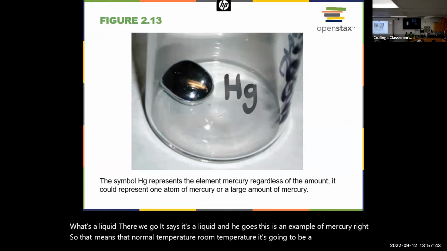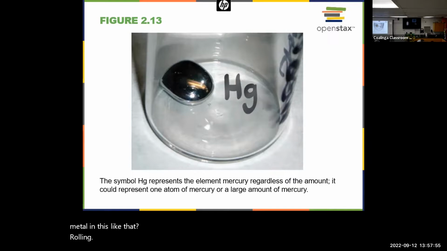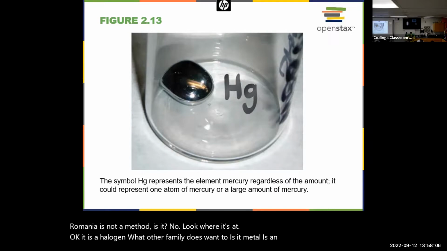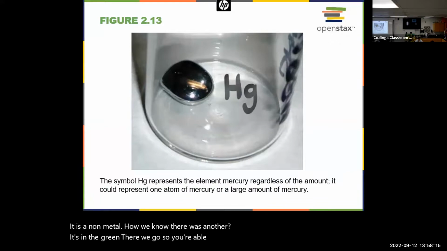So mercury is unique because it is the only metal that is a liquid at room temperature. Is there any other metal that is a liquid? Bromine? Bromine is not a metal. Look where it's at. It is a halogen. What other family does it belong to? Is it a metal or a non-metal? It is a non-metal. How do we know that it's a non-metal? It's in the green. There we go. So you're able to distinguish based upon your periodic table.